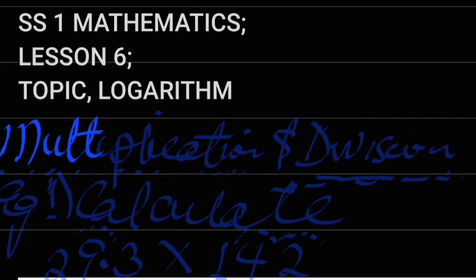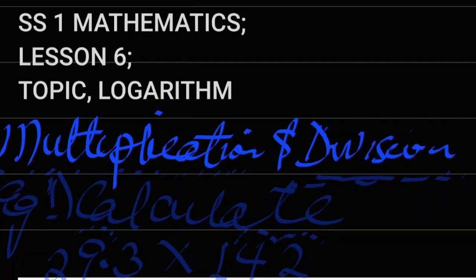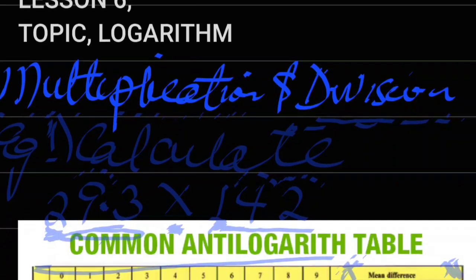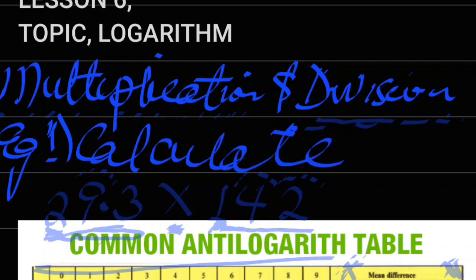Multiplication and division of logarithm. Let me put out an example, then I'll explain to you. Example 1. Calculate 29.3 times 142.